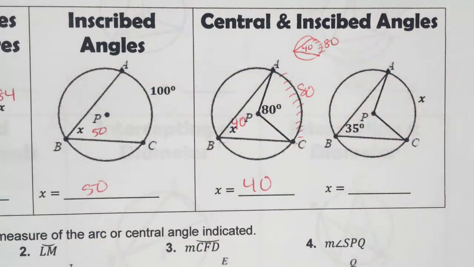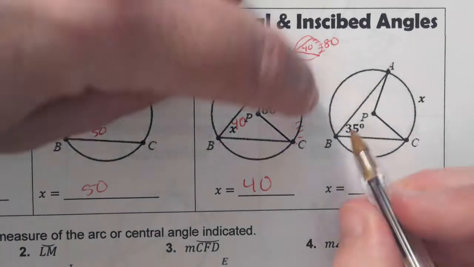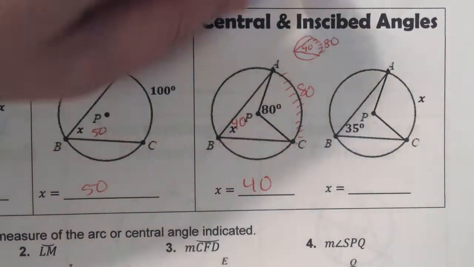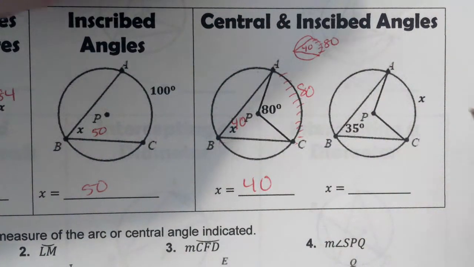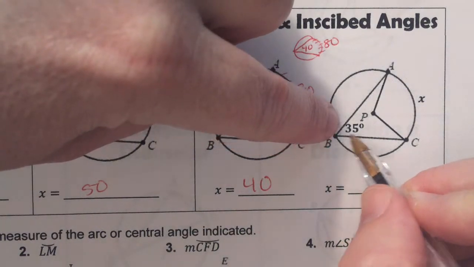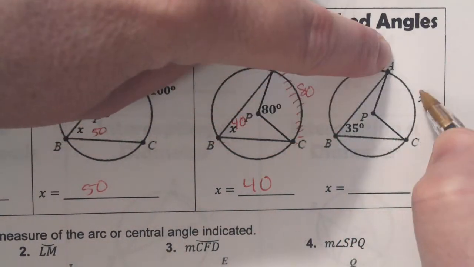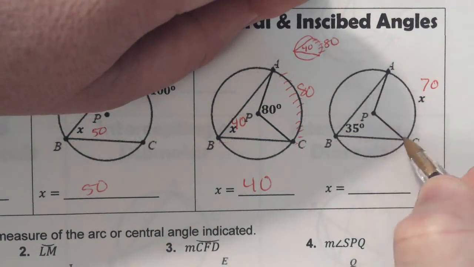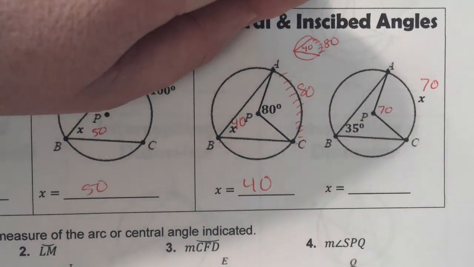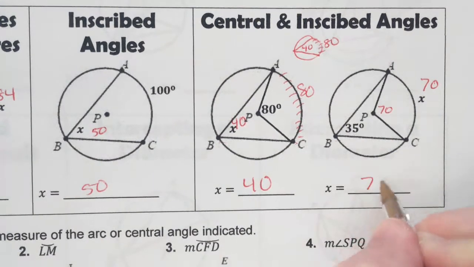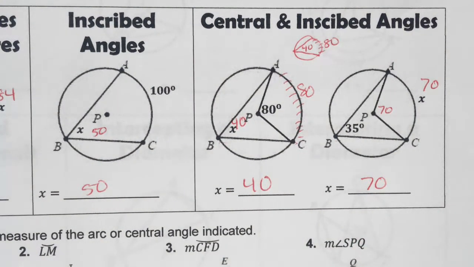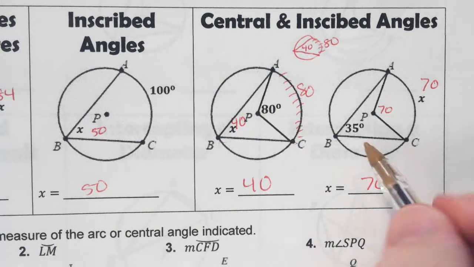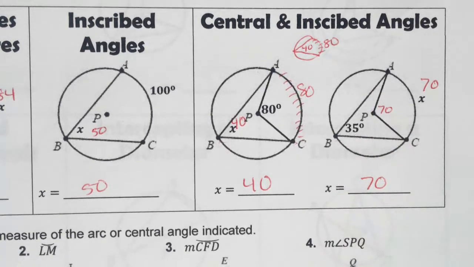What if we were going the other way? If this is 35 right here, this jumps out to be 70. And just in case you were curious what this angle right here would be, this would also be 70. So this right here is 70 degrees. Awesome. Hopefully you're seeing patterns here.